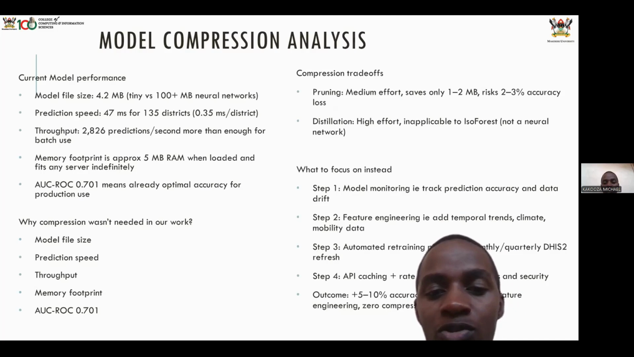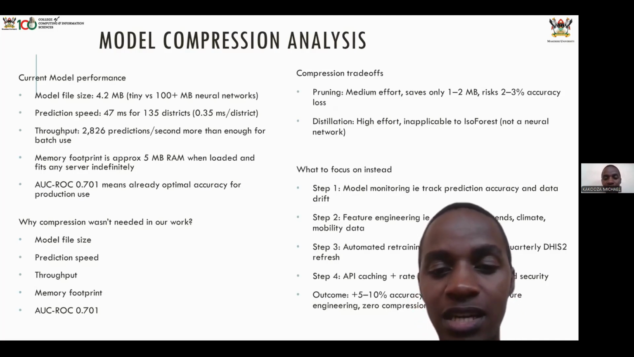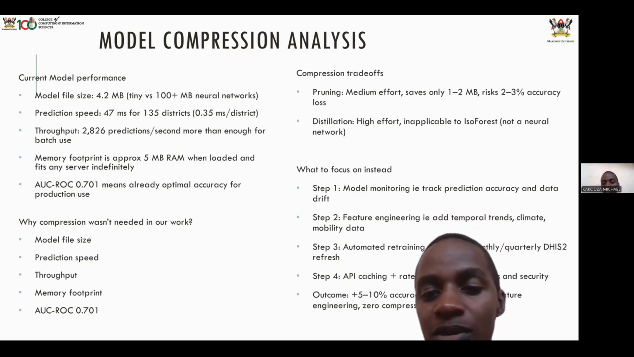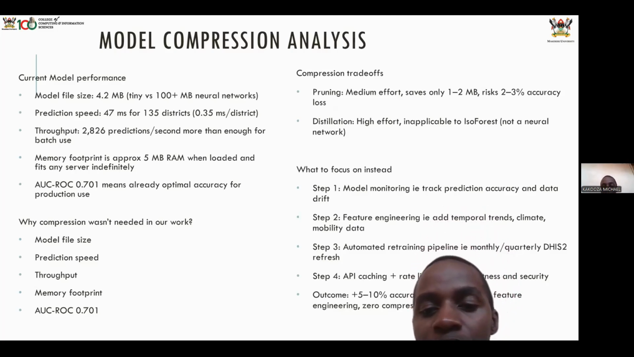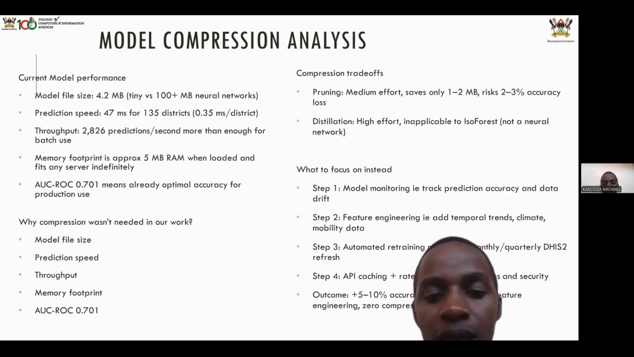So what to focus on instead? Model monitoring, that is tracking prediction accuracy and data drift. Feature engineering. We also have an automated retraining pipeline, and so on.